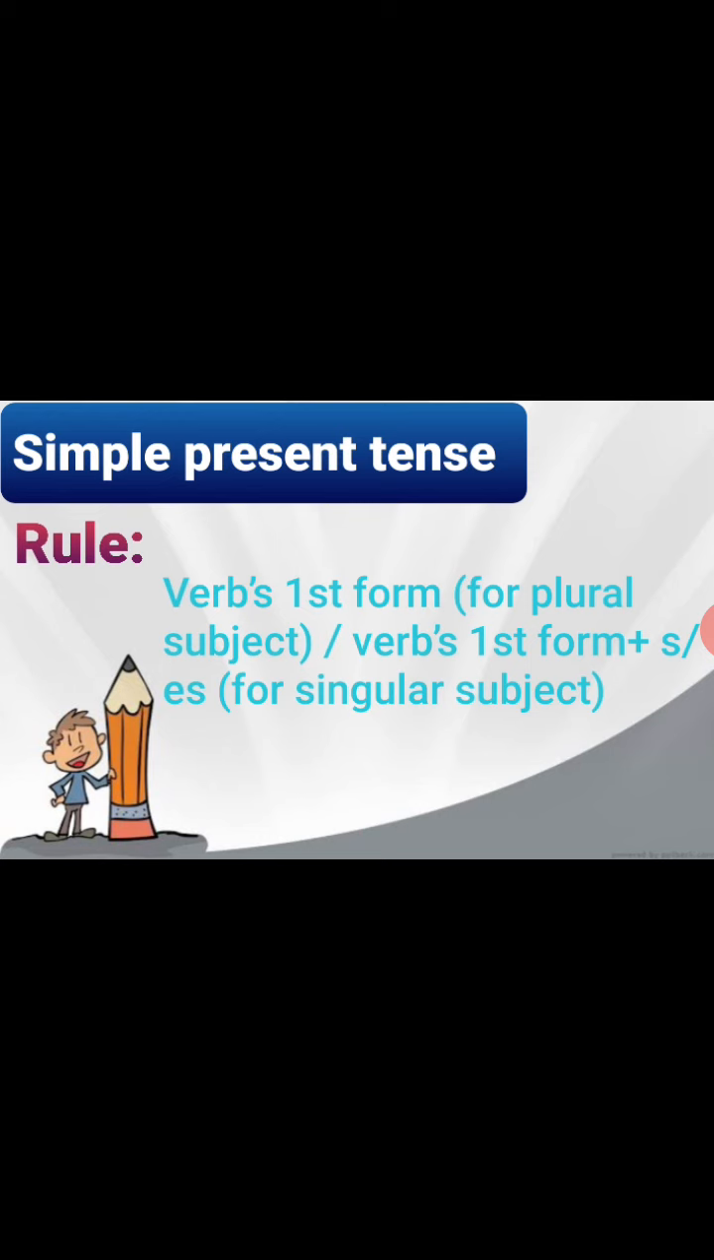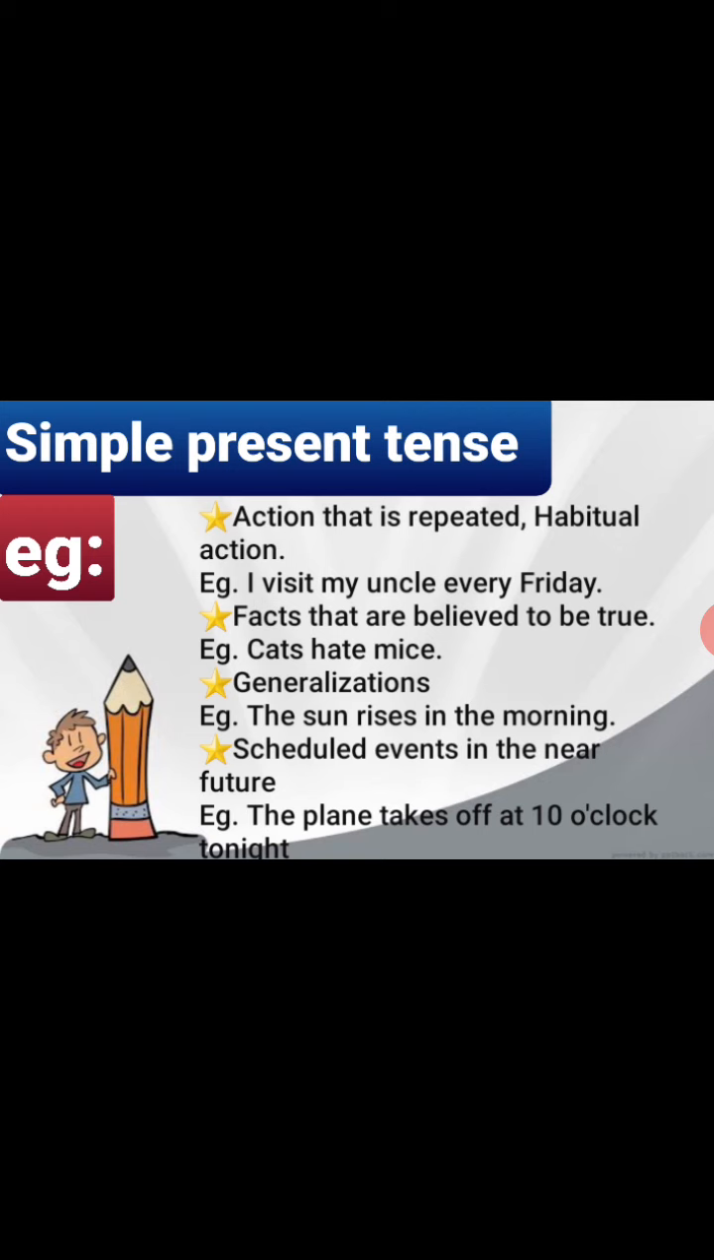Okay? Now, students, look at some examples that we use in present tense. Again, remember the rule of the simple present tense: verb first form for the plural subjects and verb first form plus s or es with the singular subject. Now, students, actions that are repeated or habitual actions. The action that is repeated many times. It means we don't know whether it is completed or going on. That we call simple, that we call indefinite, right?